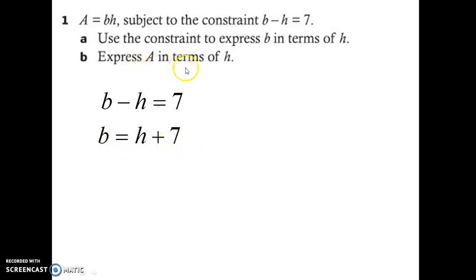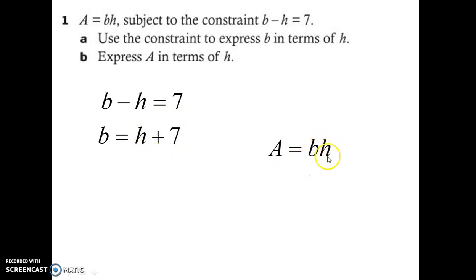B says express A in terms of h. So now we look at this area formula and we want to write it in terms of h. That means the only variable that should be on this right side is h. So we want to get rid of the b variable. Well, we have this b formula we just solved here, so we can substitute that in.